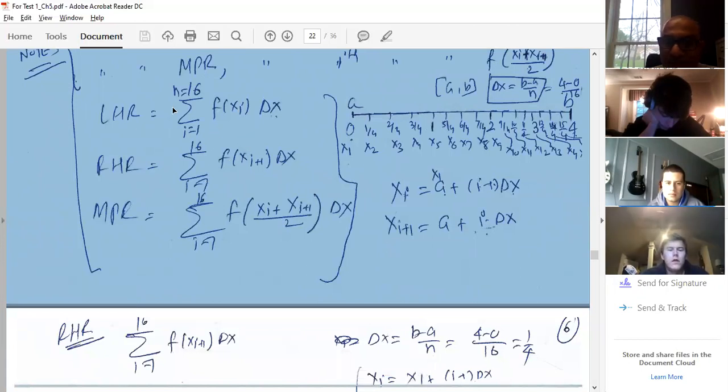f of xi, left hand rule, means f of xi delta x. Right hand rule, f of xi plus 1 delta x. Midpoint rule, f of xi plus 1 by 2 delta x. And this xi is measured using this formula, a plus (i minus 1) delta x, xi plus 1, a plus i times delta x. I will let you know what we mean by this. This is just the background to start with the example.